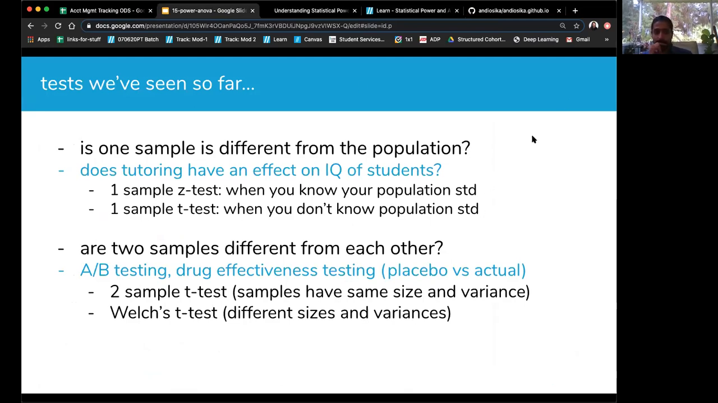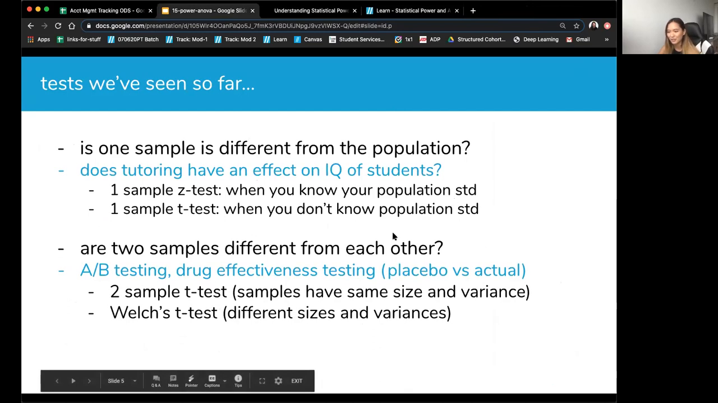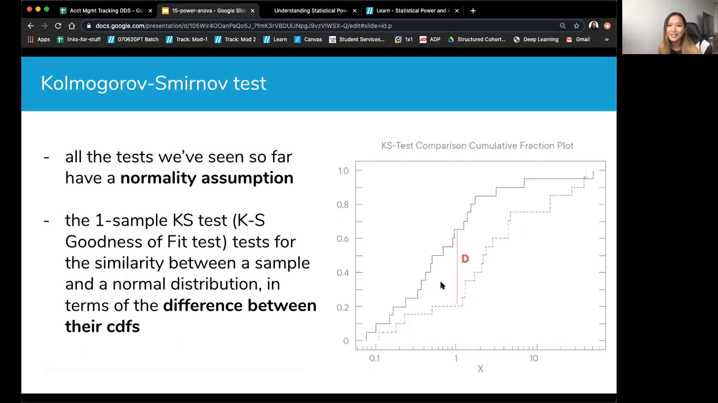All right, so these are the tests we've seen so far. The next two tests that we're going to see are a little bit different. First, we're going to talk about the Kolmogorov-Smirnov test. One thing that is similar amongst all these tests is there is an underlying normality assumption, the assumption that your population had a normal distribution. So now we're introducing the KS test that's actually testing whether your sample fits a normal distribution. You might end up using this in your Mod 2 projects because there are some things that you want to assume are normally distributed. This KS test basically will test how similar your sample is to a normal distribution.